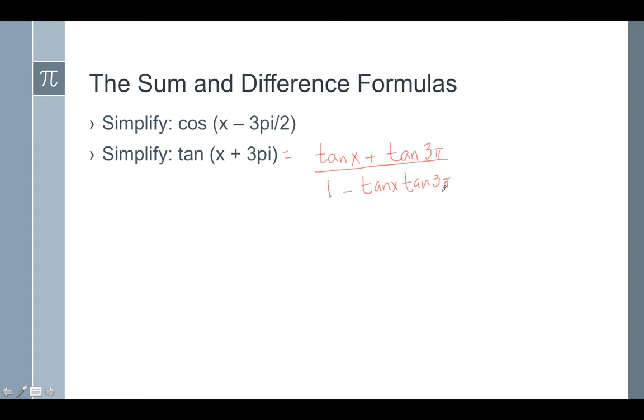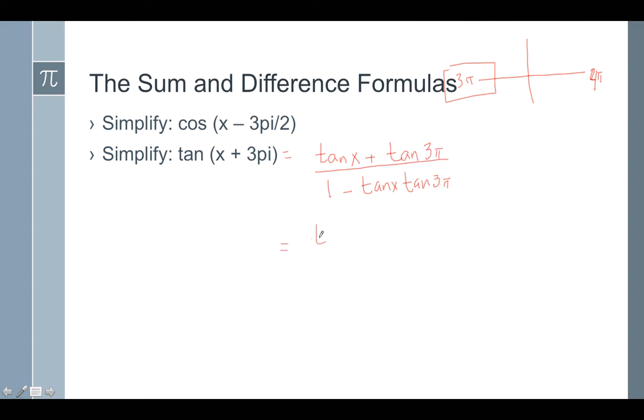Now, some of you are probably wondering, where the heck is 3 pi on your circle? Well, if you go around your circle, here's 1 pi. You go around again, here's 2 pi. You go around again, there's 3 pi. You go around again, there's 4 pi. So we just keep this pattern going. So over here is 3 pi. And the tangent of 3 pi is just 0.